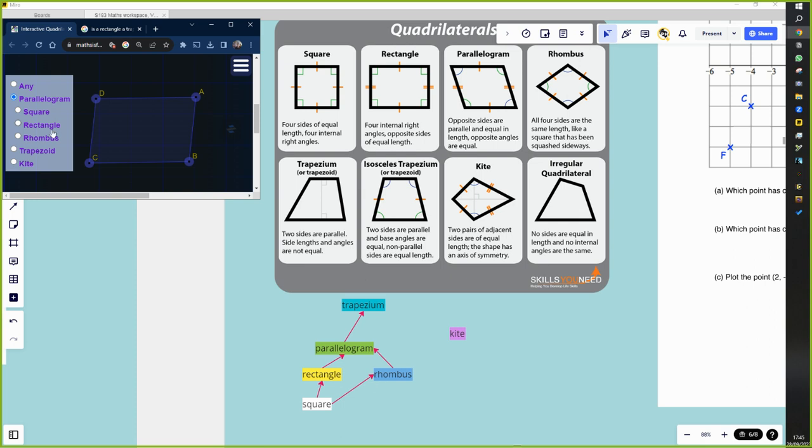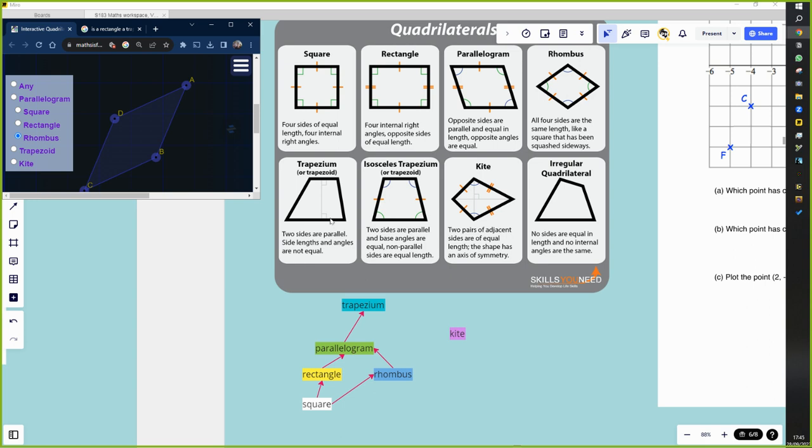A rhombus is basically, as it said, like a square that's been squashed. All the sides are equal in length, but we don't have to have right angles. But when we do this, it will always be such that the opposite sides will be parallel with each other. That's why a rhombus is also a parallelogram.